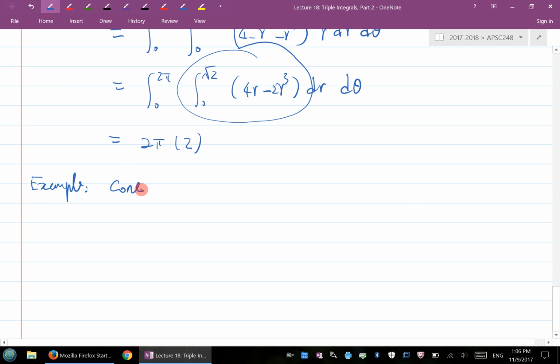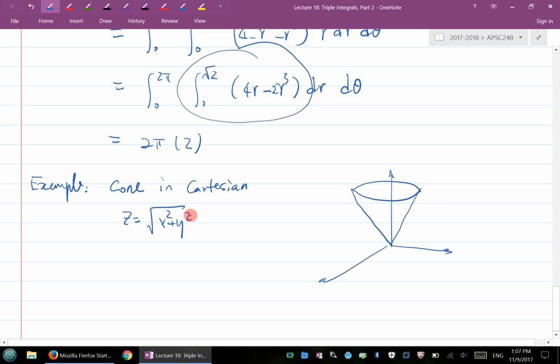Another very typical object we deal with is called a cone. So the cone here, essentially, we're looking at an object like this. It could be a cone pointing upwards too, but this is the cone we're looking at here. Okay, so a real ice cream cone, like this kind of thing. The cone in Cartesian coordinates is z equal to this. So this is one equation. I'll show you a couple different ones here.